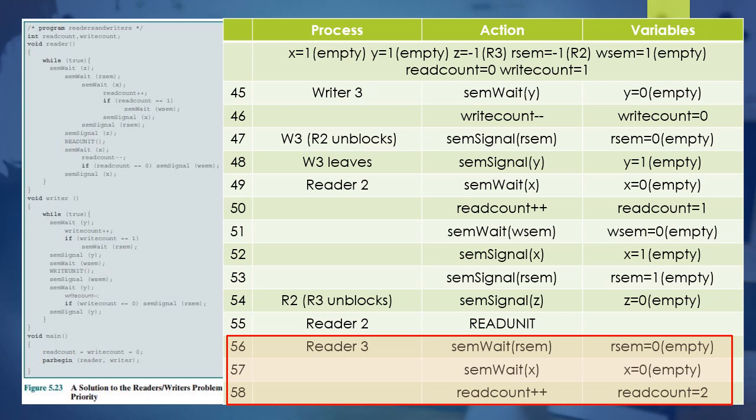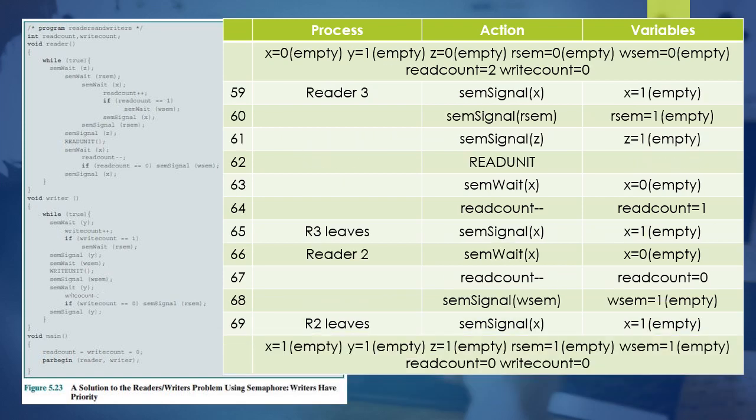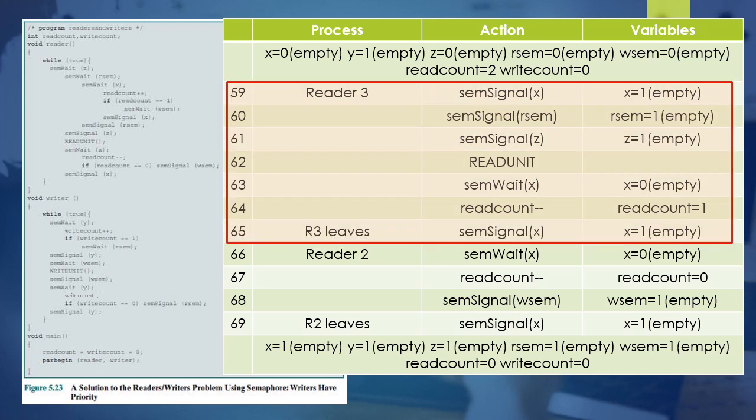Meanwhile, reader 3 does a wait on RSIM, becomes 0. Then a wait on X, becomes 0. Then it increments read count, becomes 2. The system is currently like this. There is no process blocked in any of the queues. There are 2 readers and no writers. Reader 3 does a signal on X, goes back to 1. It does a signal on RSIM, goes back to 1. It does a signal on Z, goes back to 1. It starts reading the file.